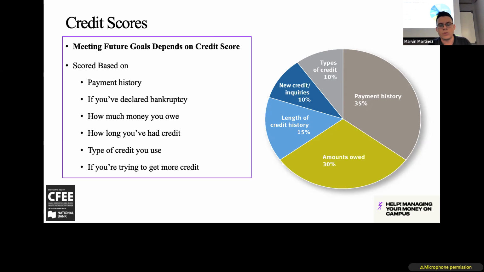And the amounts owed also. If you have 2 credit cards, one of $5,000 and the other of $10,000, don't use the whole amount. Just use $500 or $1,000. Just use a small amount, and they will see, hey, he has a lot of credit, but he's not using it all, so that means he's responsible.